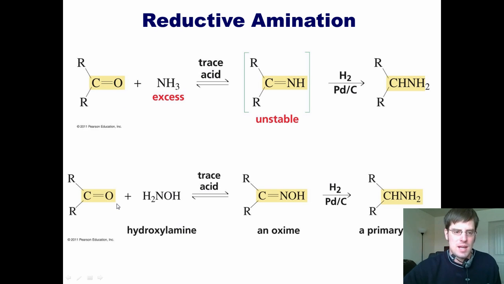Here's another example of reductive amination. This time I'm not beginning with a traditional amine. I'm beginning with an amine that has an OH on it, a hydroxyl group attached to the nitrogen. When that imine forms on the ketone, it gives me this type of compound, which is an imine, except that it has an OH coming off the nitrogen instead. This type of imine is called an oxime.